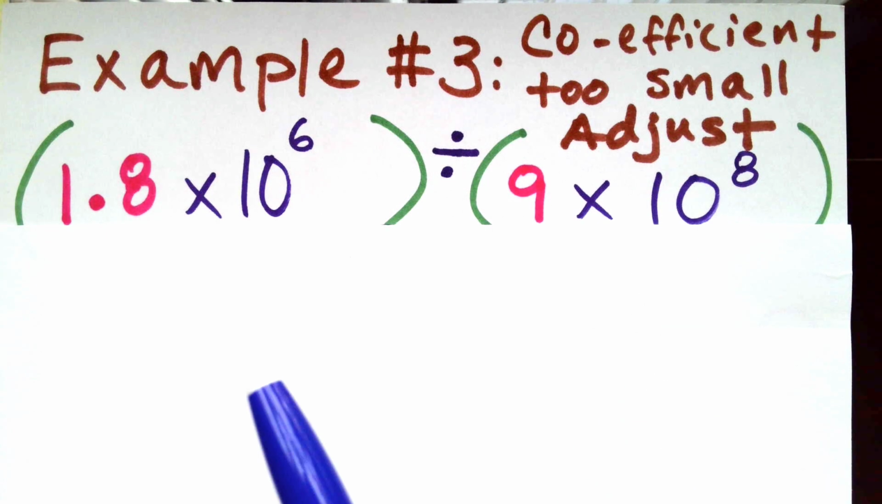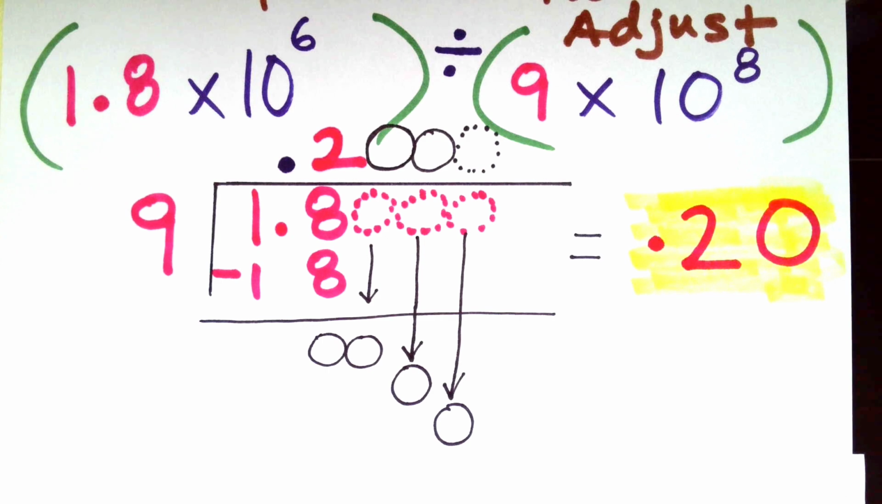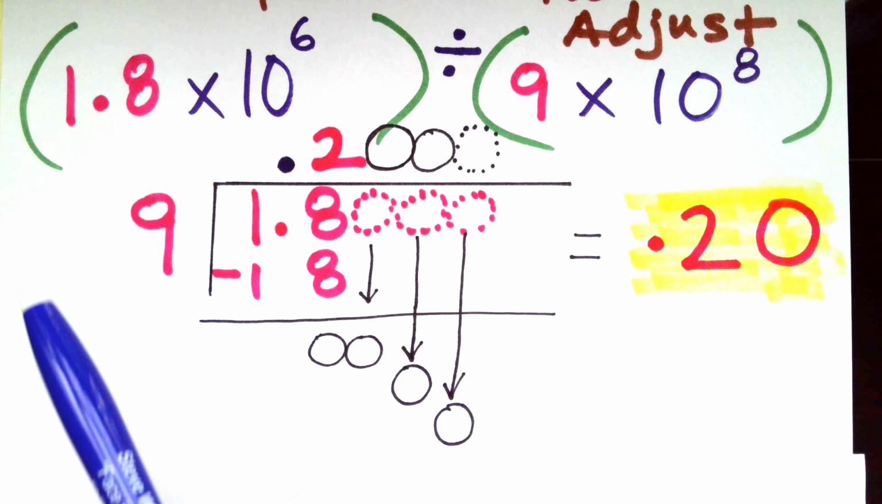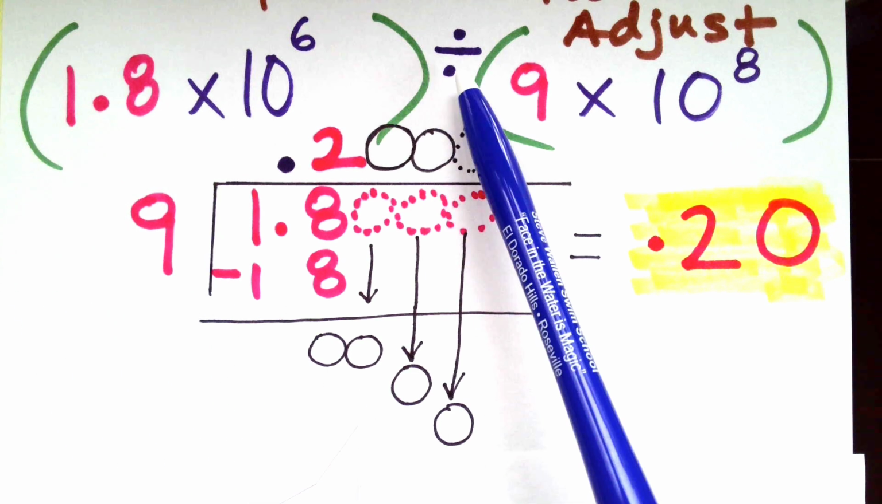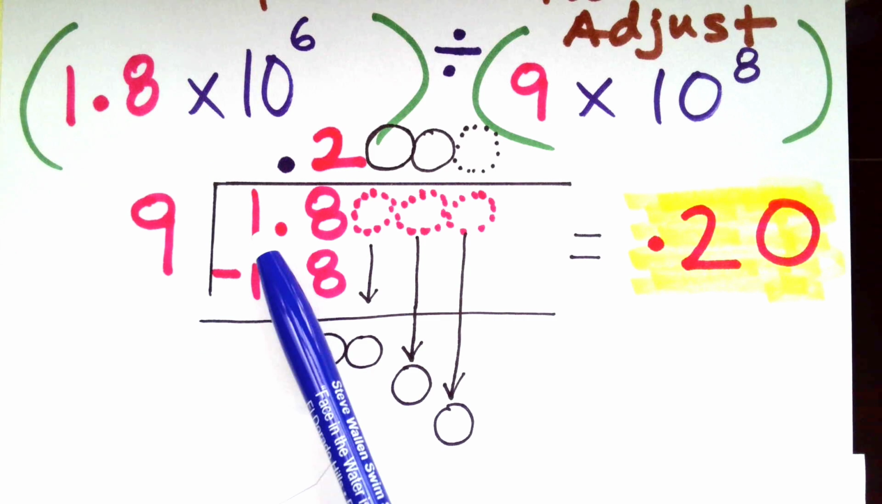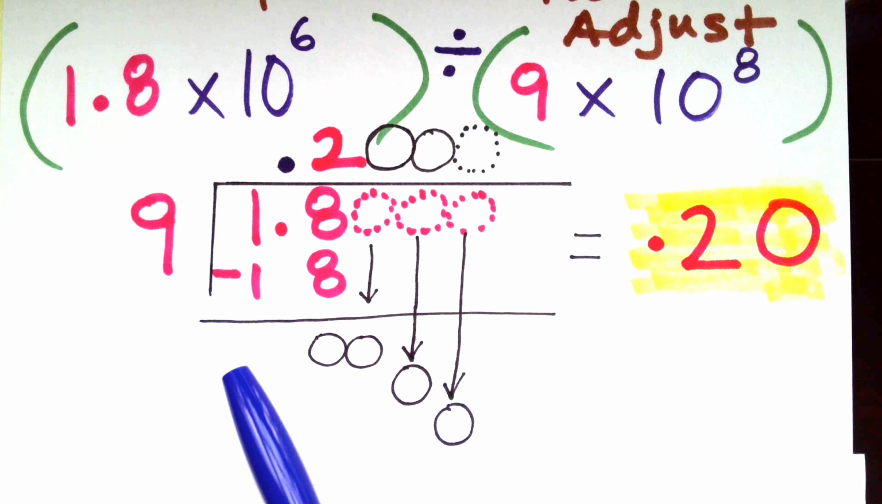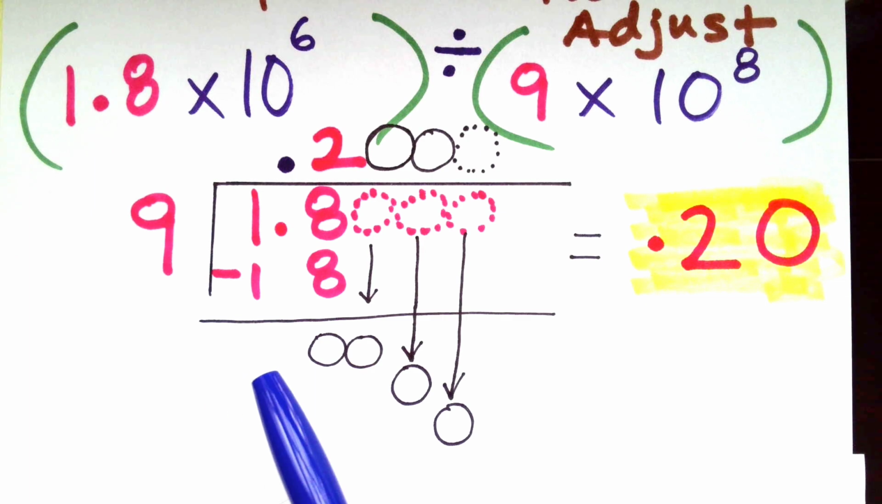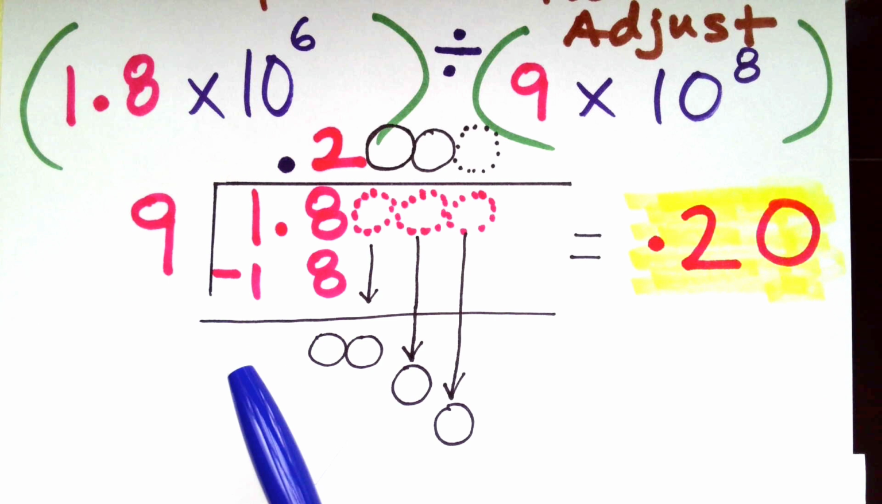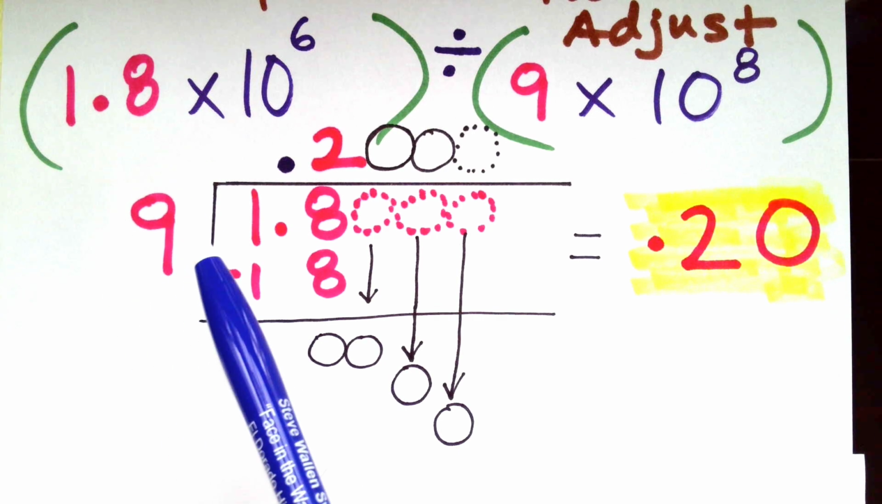What's that first step you're going to want to take in solving this problem? That first step is dividing coefficient 1.8 divided by 9. And I'm going to go through this first step slowly. Sometimes on these exams, you're not allowed a calculator, so I'm going to show you how to divide manually.